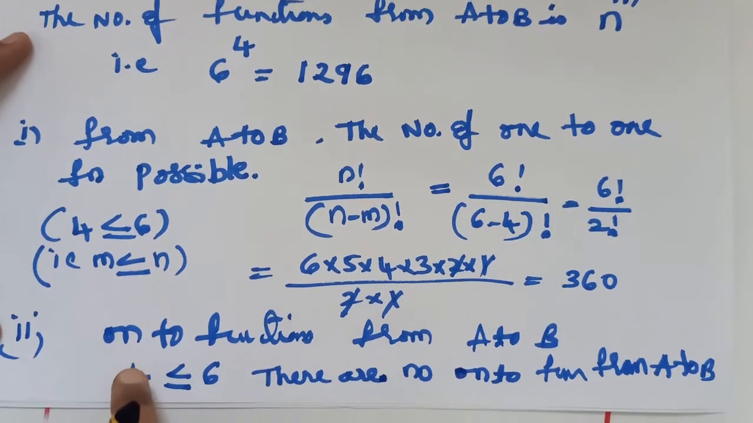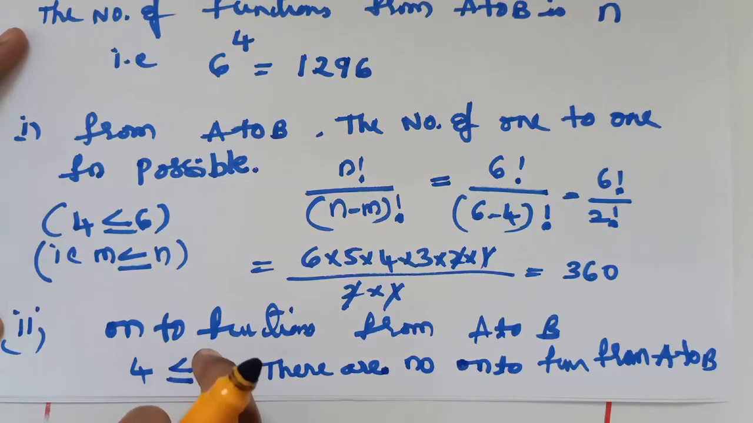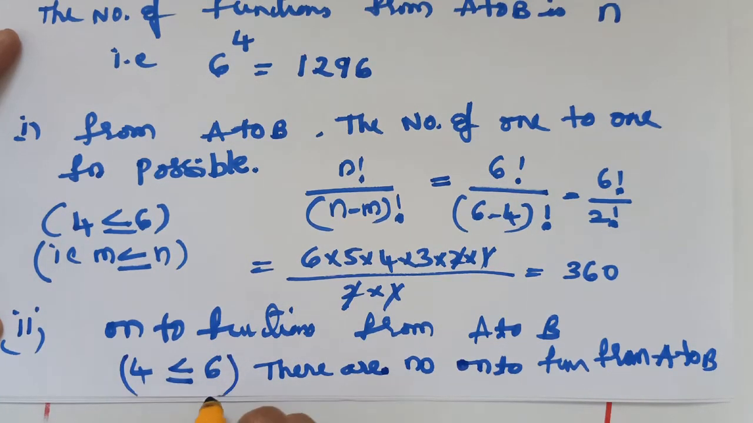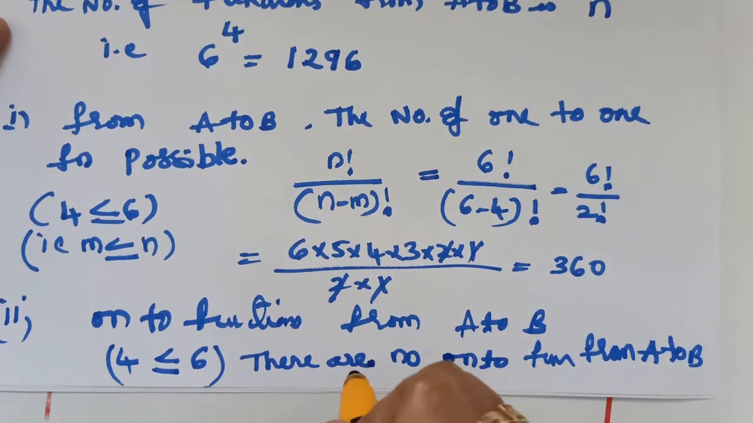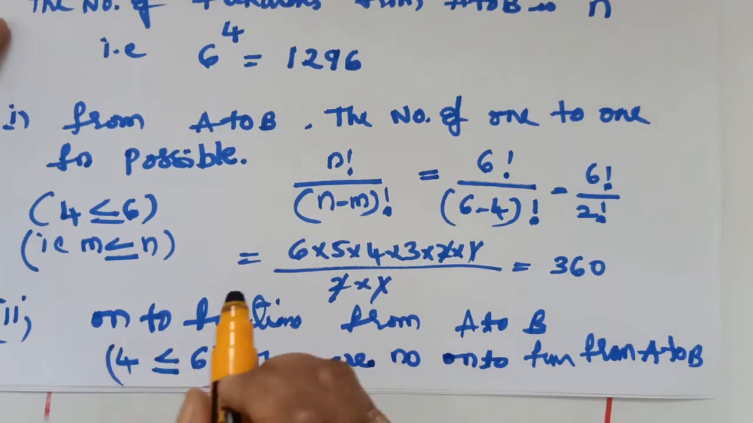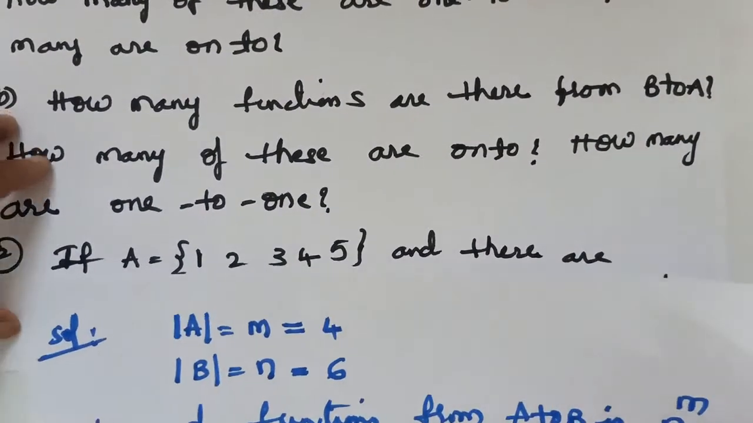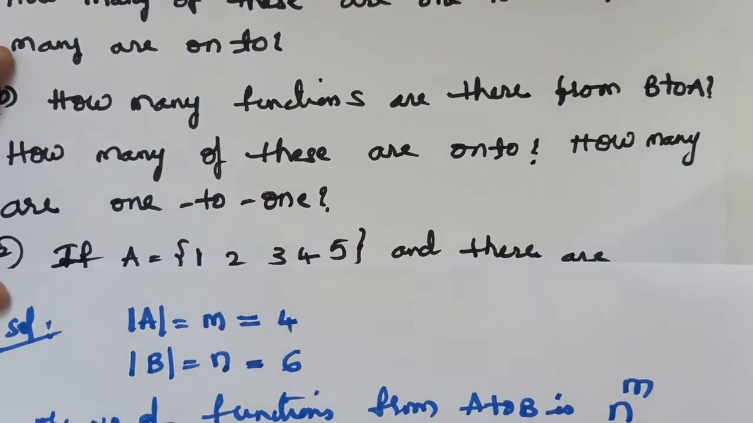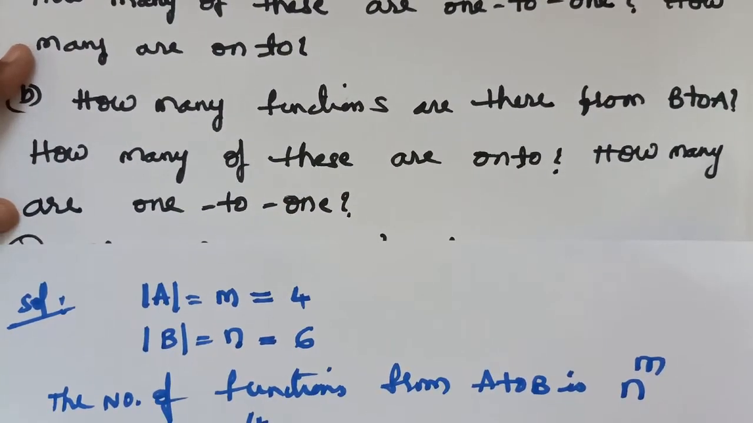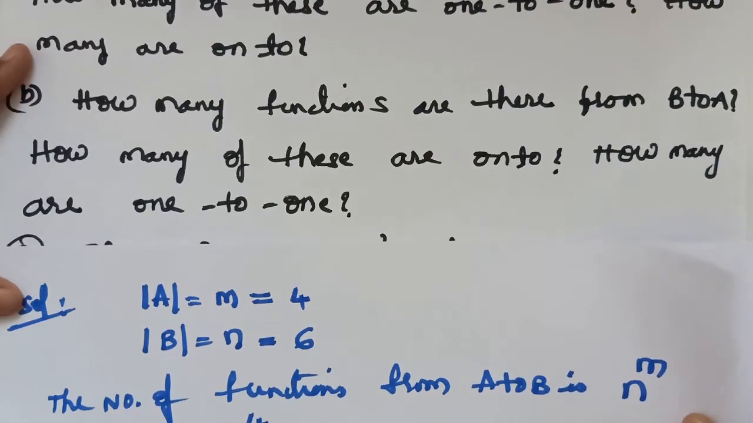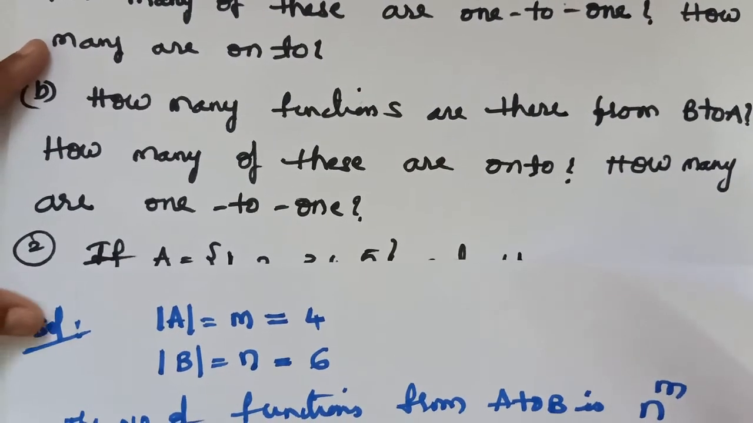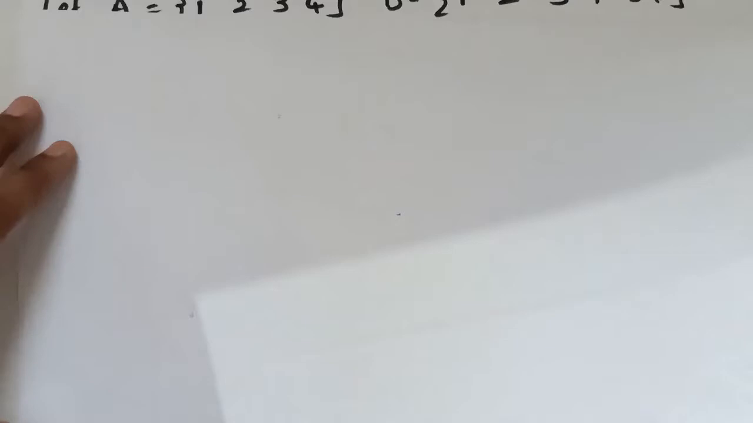To know how many onto functions there are from A to B, you need to check the condition. When m is less than or equal to n, there are no onto functions from A to B. Okay, this is about the first bit. Coming to the second bit: how many functions are there from B to A? How many of these are onto functions? How many of these are 1-to-1 functions?